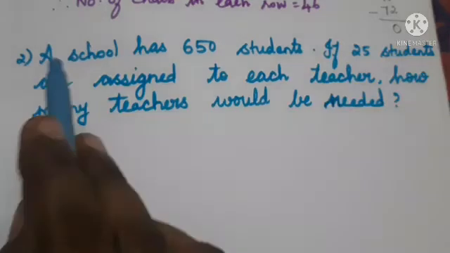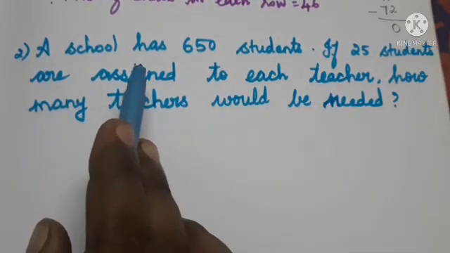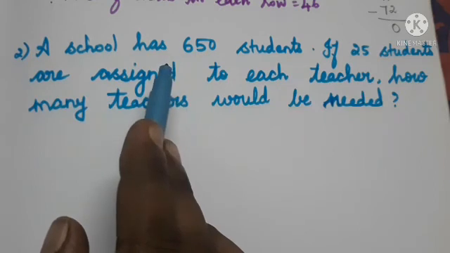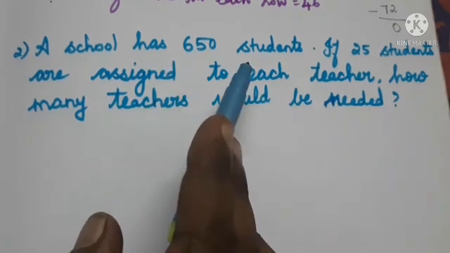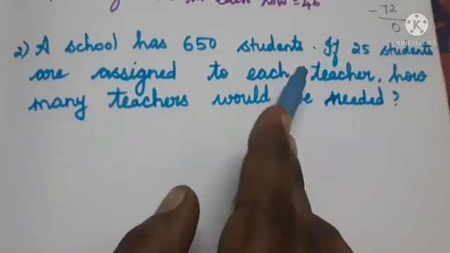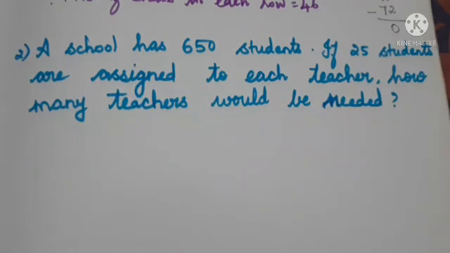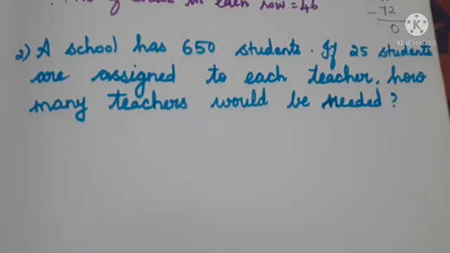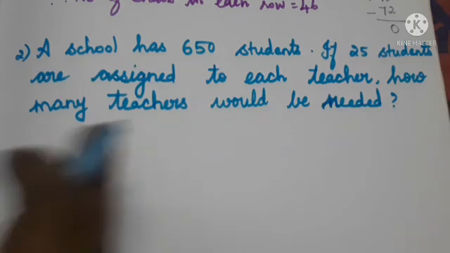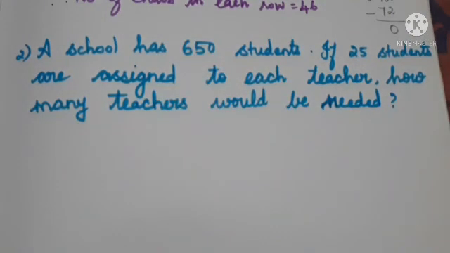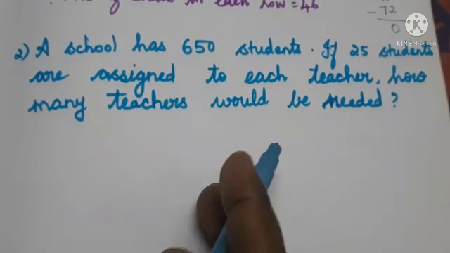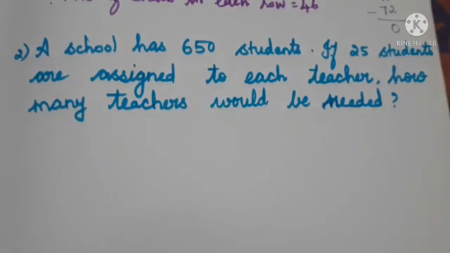So listen, in the question what they have given: in a school how many students are there? Totally 650 students are there in a school. If 25 students are assigned to each teacher, out of the 650 students they are assigning 25 students to one teacher. Each means one teacher. What they asked to find out is how many teachers would be needed. If they are assigning 25 students to one teacher, how many teachers are needed for the 650 students? I understood this.